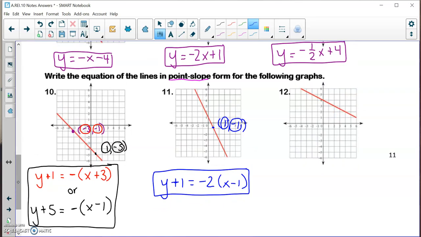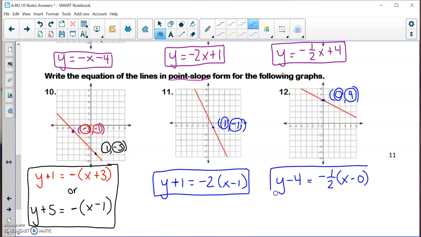And number 12, maybe you want to use this point here, which is the point 0, 4. If you chose that point for number 12, your equation would be y minus the y value of that point, which is 4, is equal to your slope, which we found above to be -1/2, times x minus the x value of this point that you chose, which is 0. Again, there are an infinite amount of equations that would work for numbers 10 through 12, but those are just a few examples. All right, you need to continue to the next video.